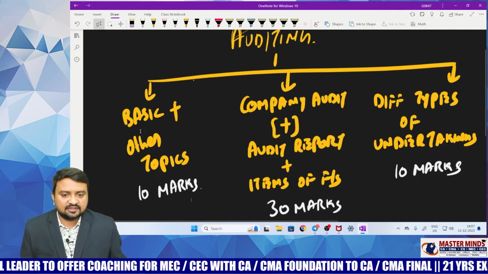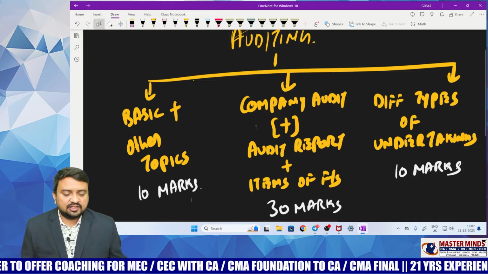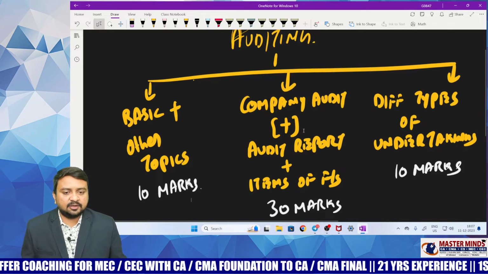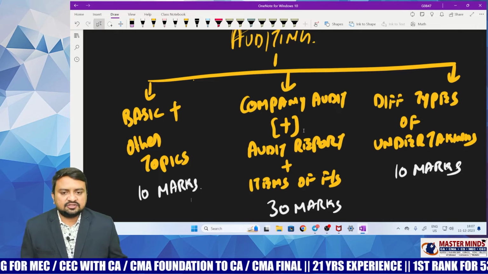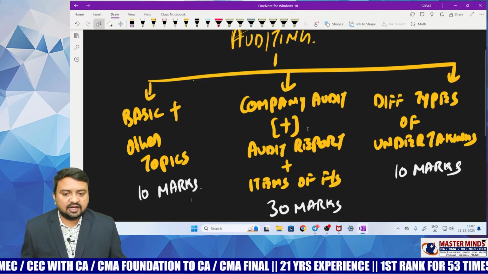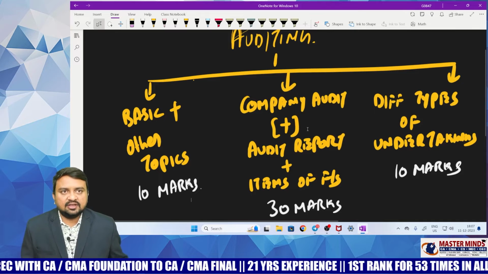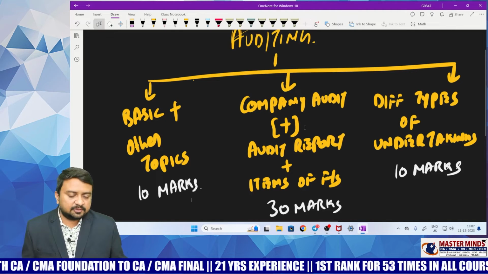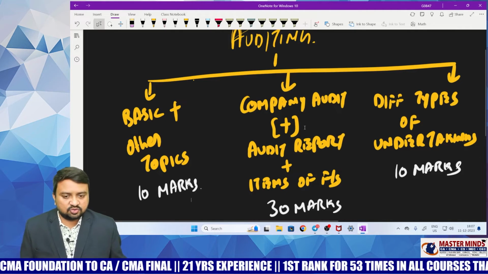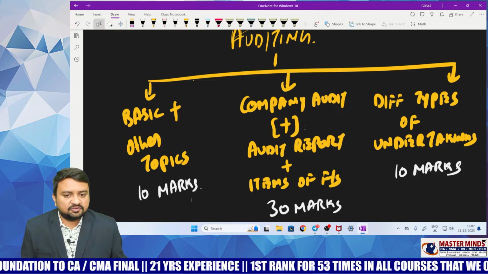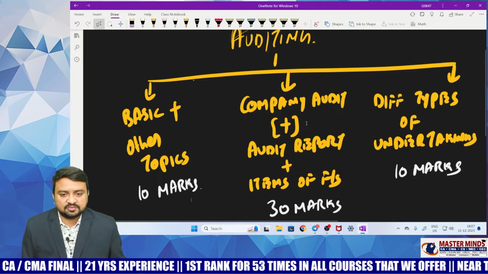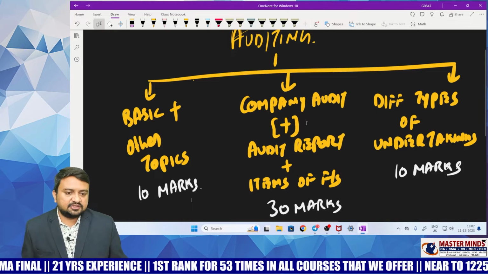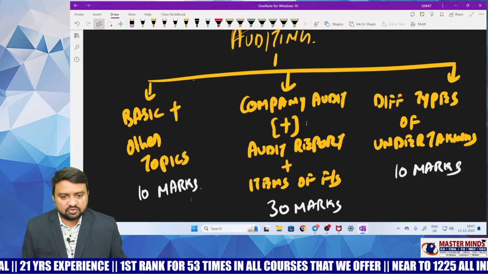It is not important that you study line by line from beginning to end. In company audit, audit report, or audit of items of financial statements, just go through the key points or whatever we have highlighted while studying in class or during your preparation. You have done super preparation for the last 2 or 2.5 months. Don't lose any of your confidence. You are going to write this paper in the best possible manner. Even 1% of confidence should not be low, sir. Okay?